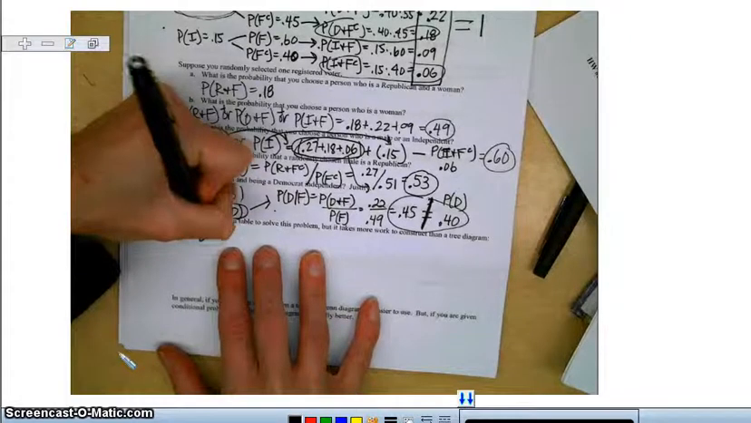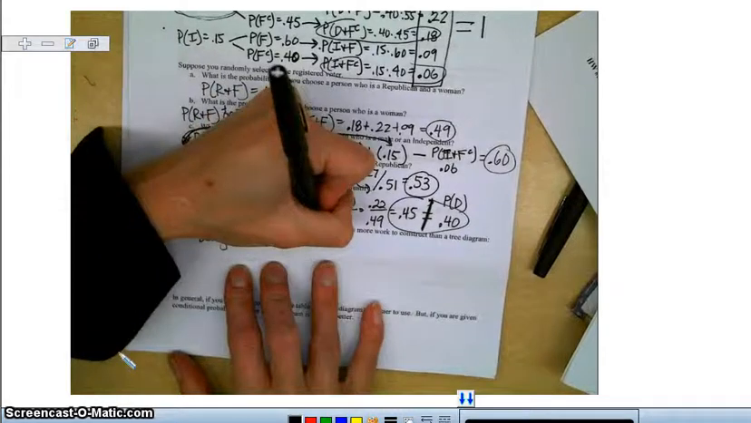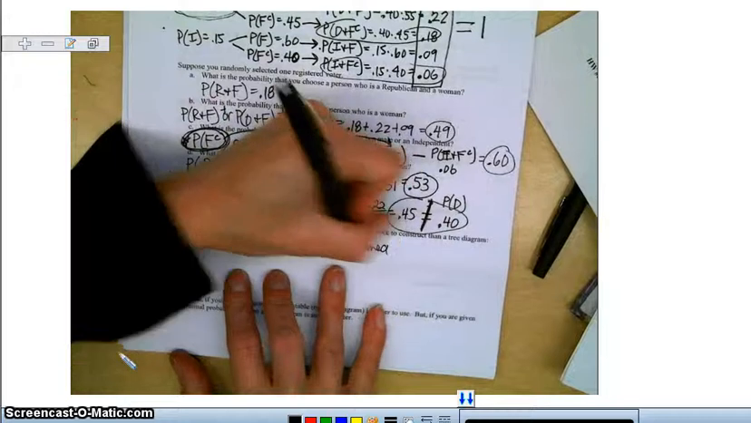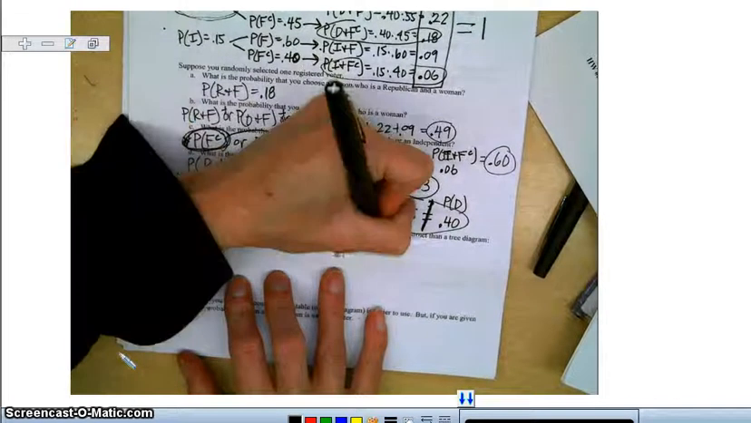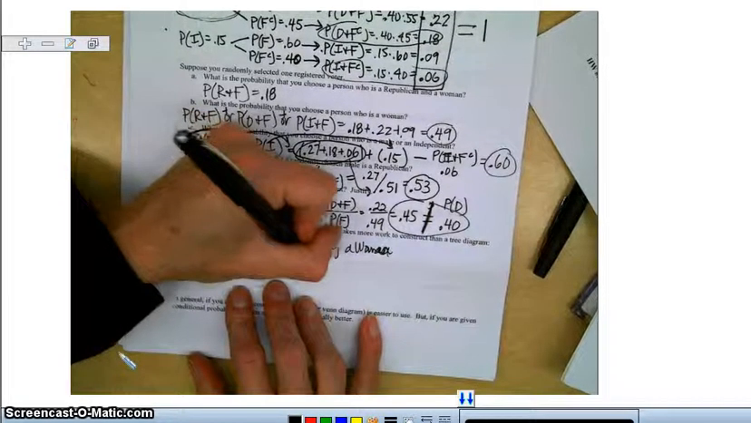So being a Democrat and a woman, being a woman, I can't even spell being right now, are not independent. In other words, what that means is your gender affects your choice of political party. Being independent means they don't affect each other. If they're not independent, it means your political party is affected by your gender. That's what it means.